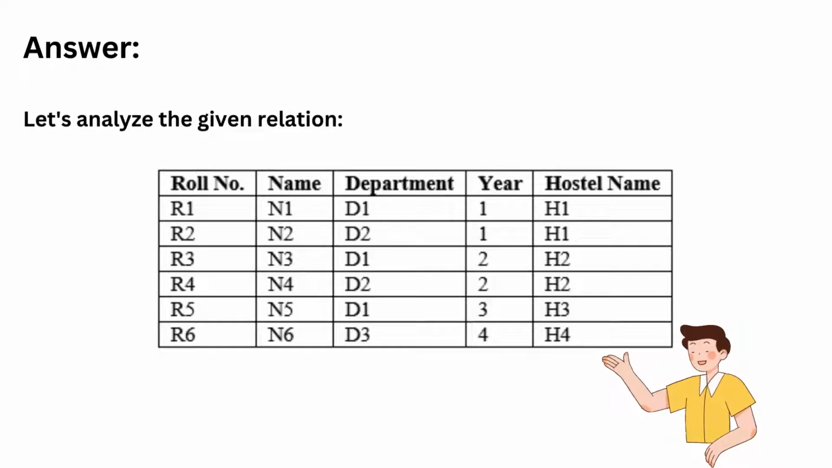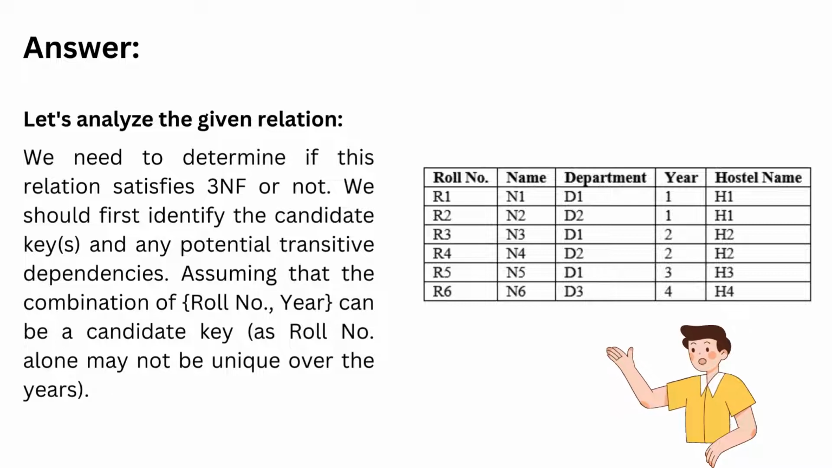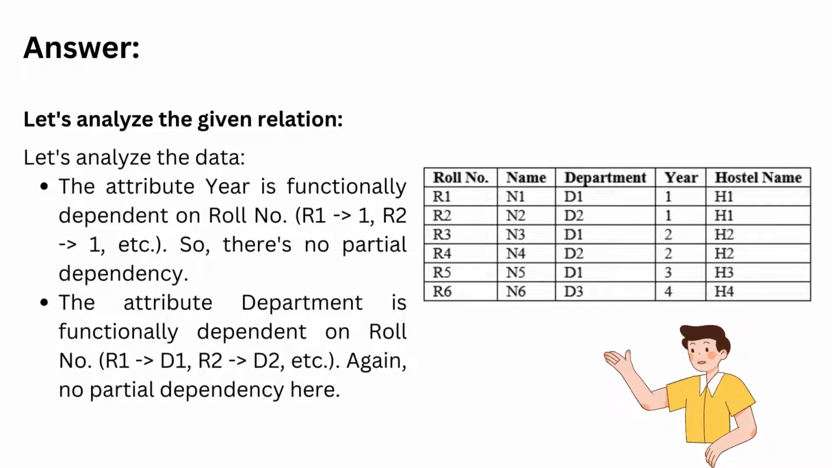Let's analyze the given relation. We should first identify the candidate keys and any potential transitive dependencies. Assuming that the combination of roll number and year can be a candidate key. Let's analyze the data. The attribute year is functionally dependent on roll number. So, there's no partial dependency. The attribute department is functionally dependent on roll number. Again, no partial dependency here.